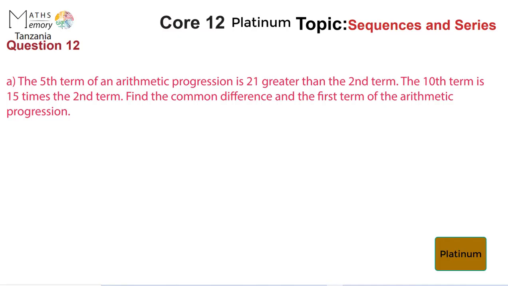Question 12, core 12 gold. Press pause, write this question down. Let's try to find out A and D in this arithmetic progression. Press play when you are ready.